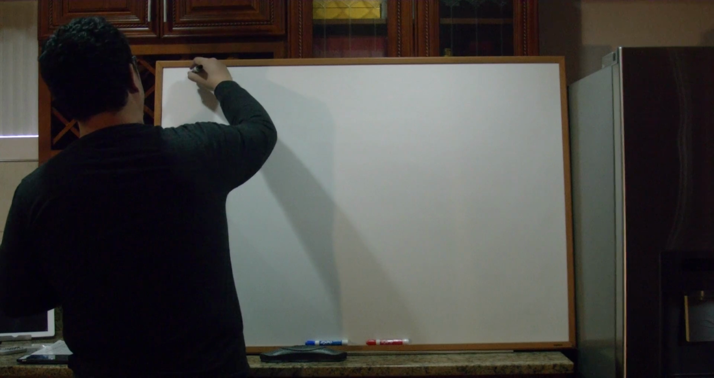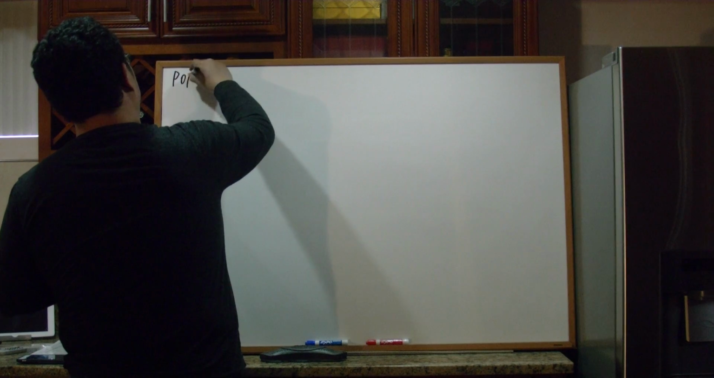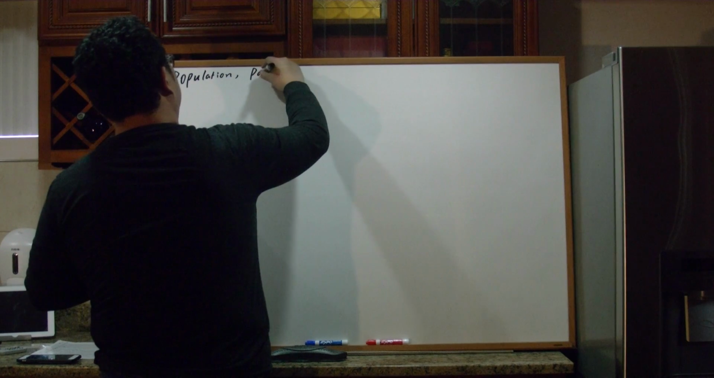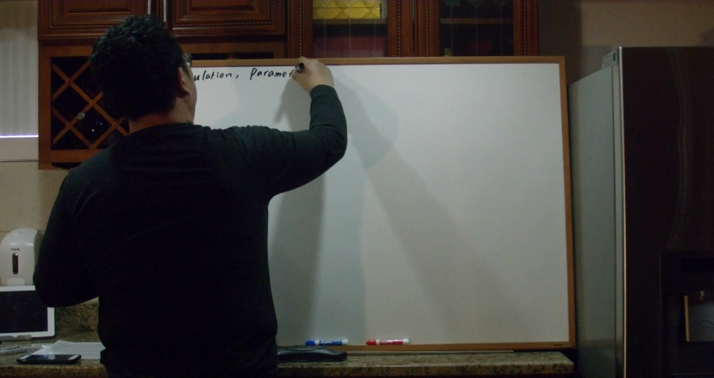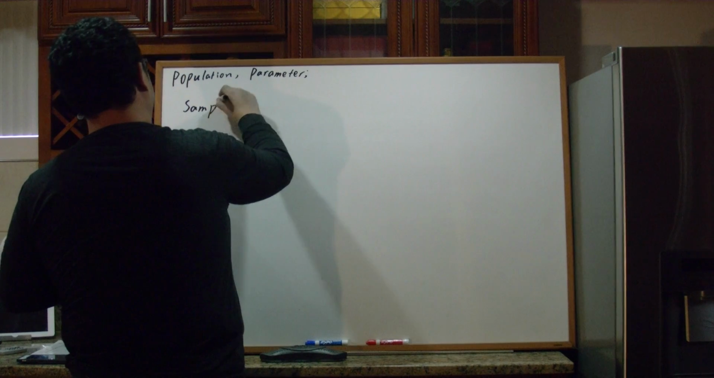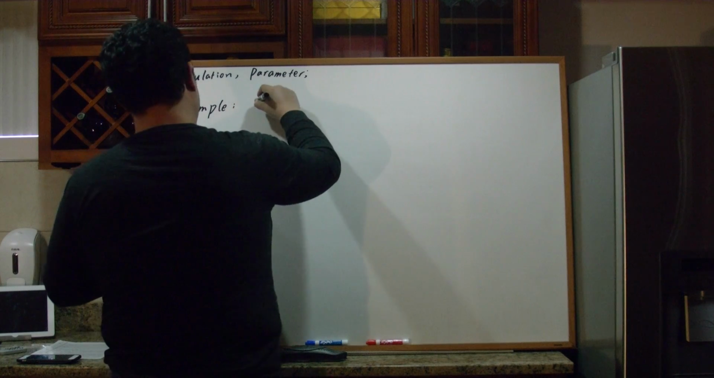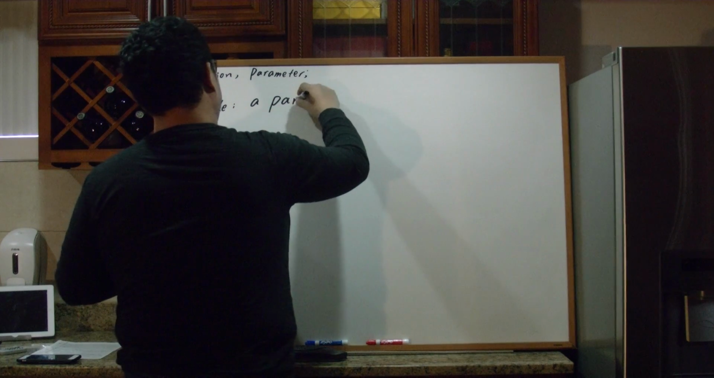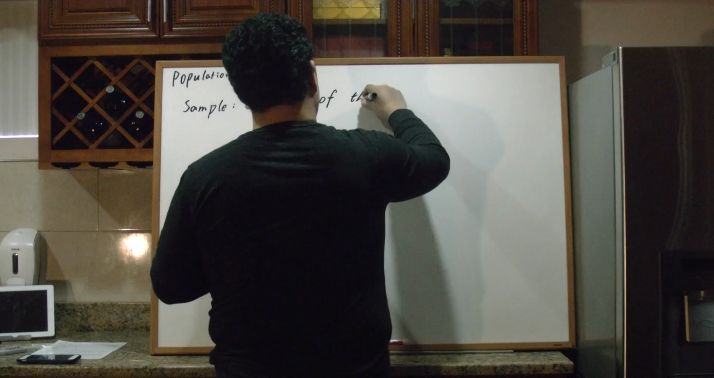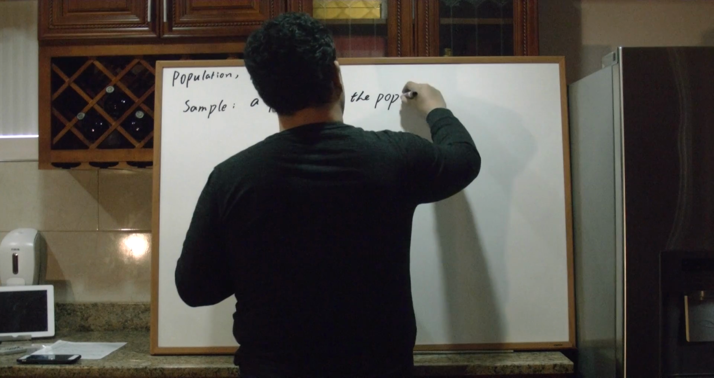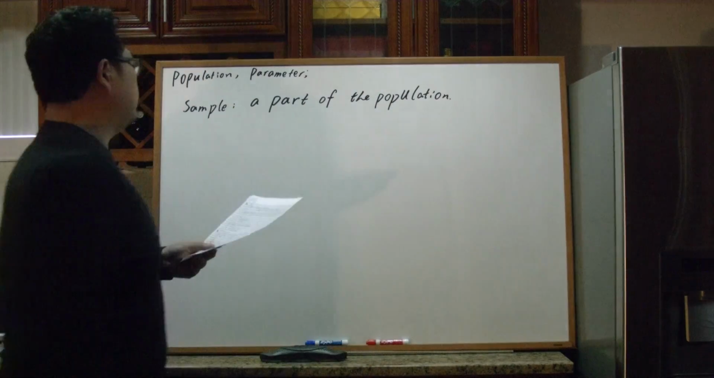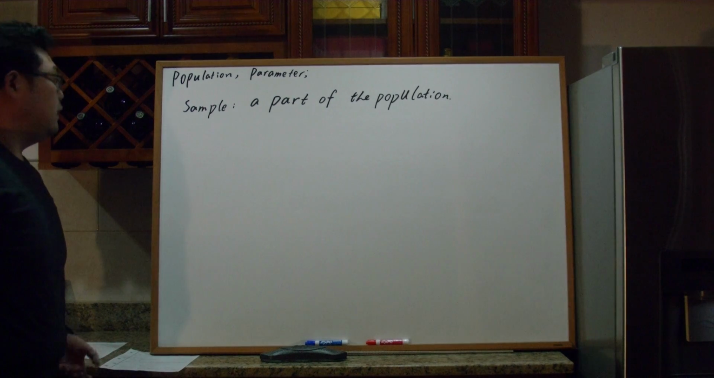It's called a sample. So first we have the population and the parameter. Then we have a sample, which is a part of the population.